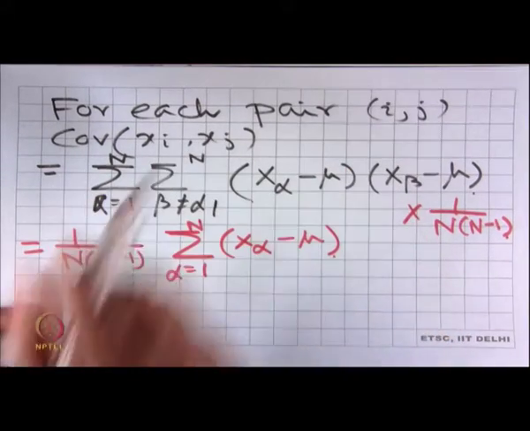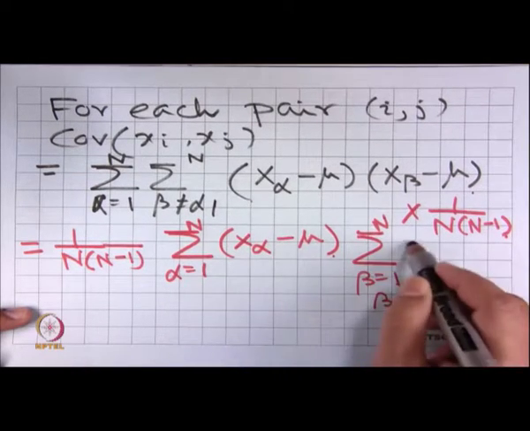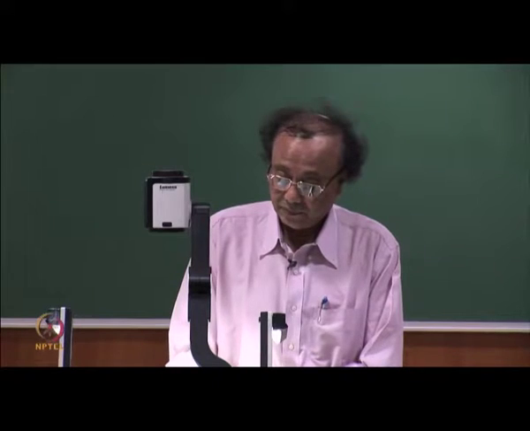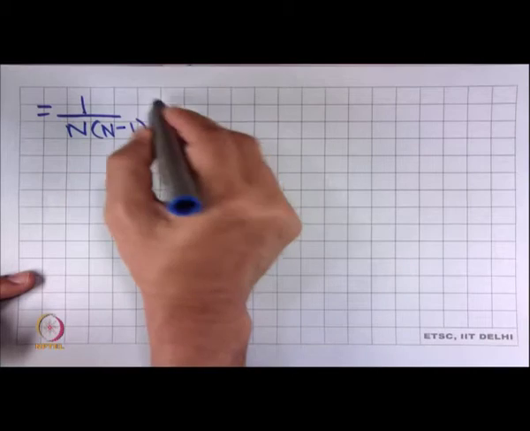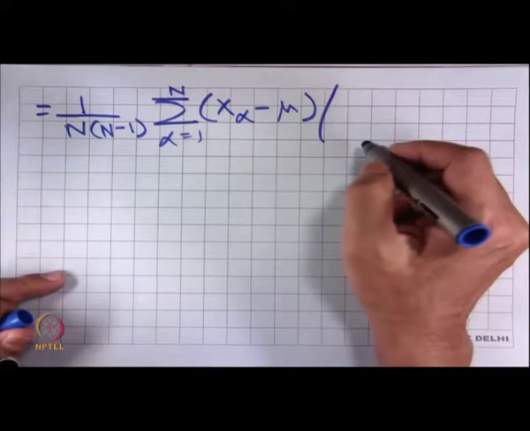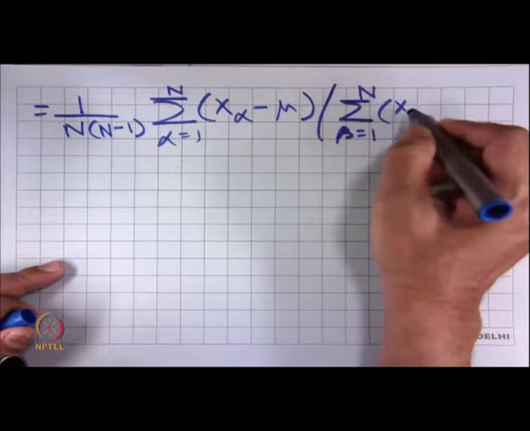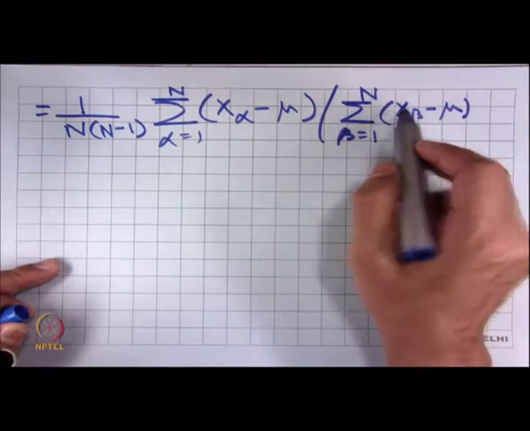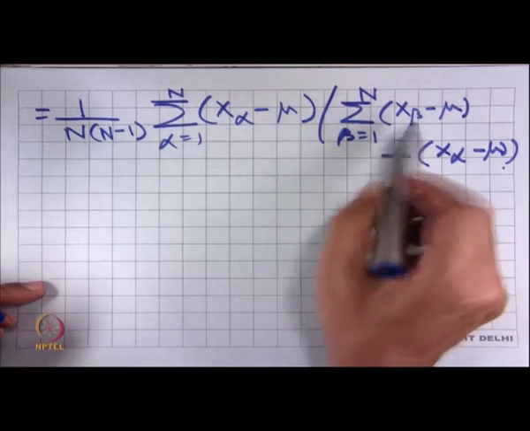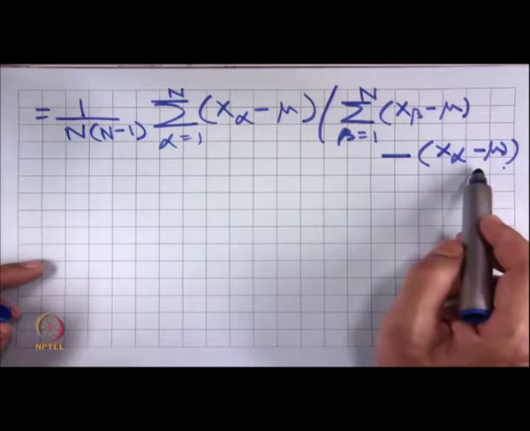Let me take x alpha out of the summation and write the remaining sum as beta equal to 1 to n, beta not equal to alpha, of x beta minus mu. Now, I will do some jugglery on that one. Sigma alpha equal to 1 to n of x alpha minus mu. Now, this summation I write as sigma beta equal to 1 to n of x beta minus mu, which also includes alpha. Therefore, I subtract the term x alpha minus mu. So, basically what I have done, since beta is not equal to alpha, is add and subtract x alpha minus mu to this term.